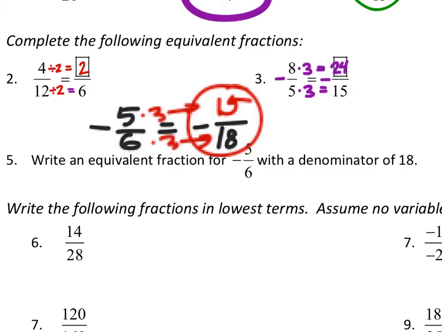Again, it's like the problems we just did. So 6 times 3 would give us the 18. So 5 times the 3 would be 15. And the actual fraction is the whole answer for this. Number 5, negative 15/18ths.